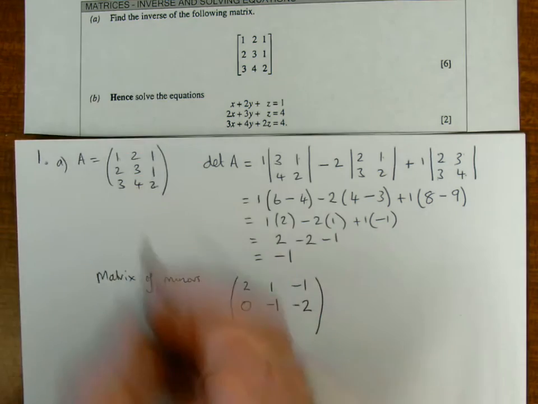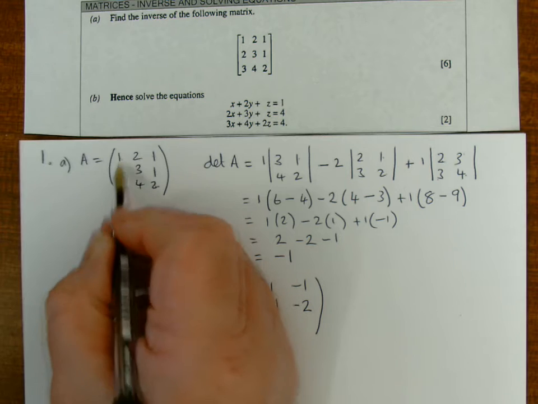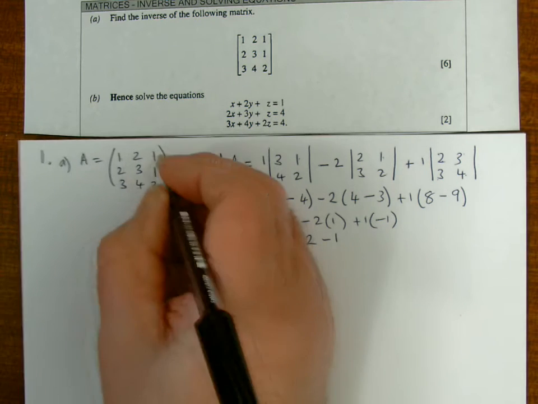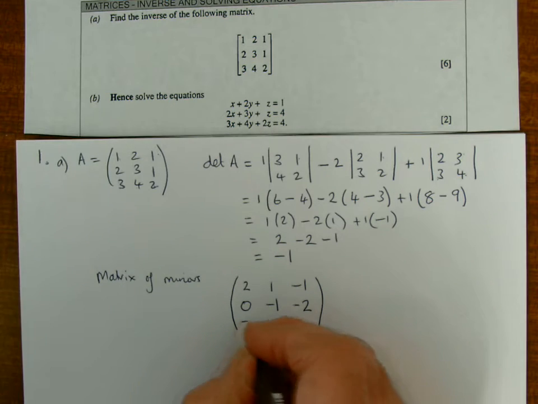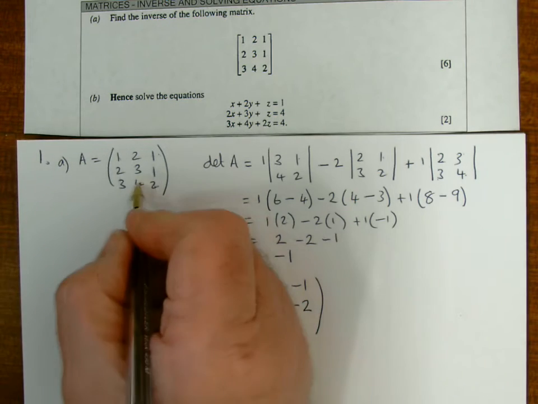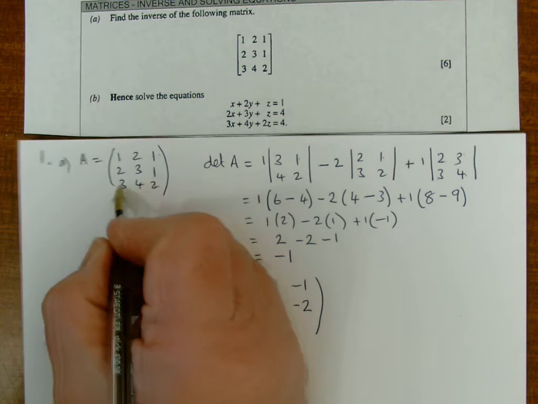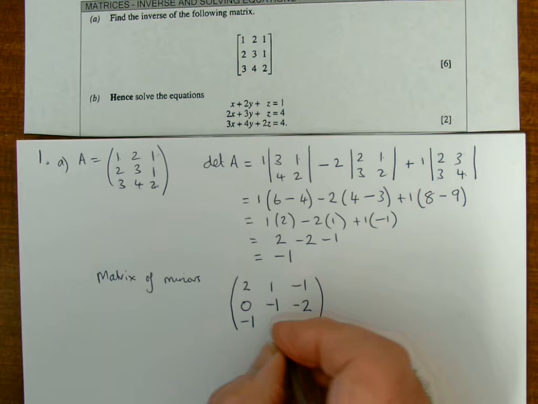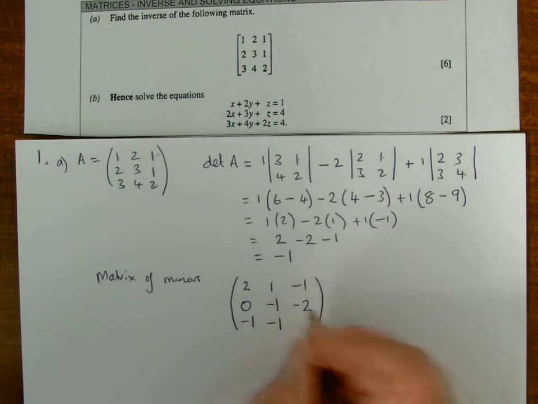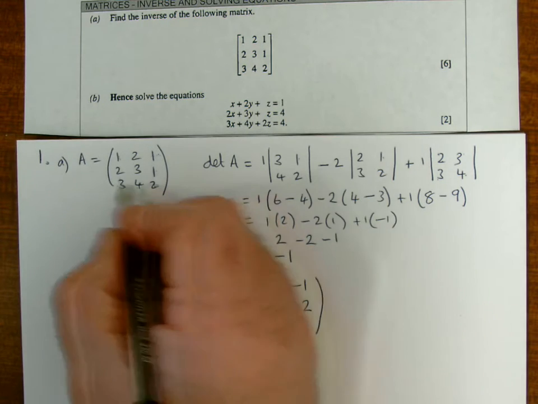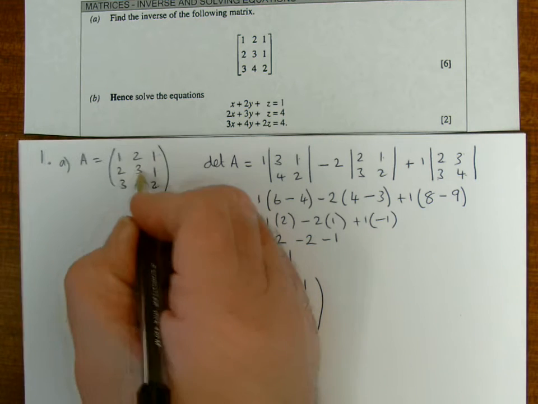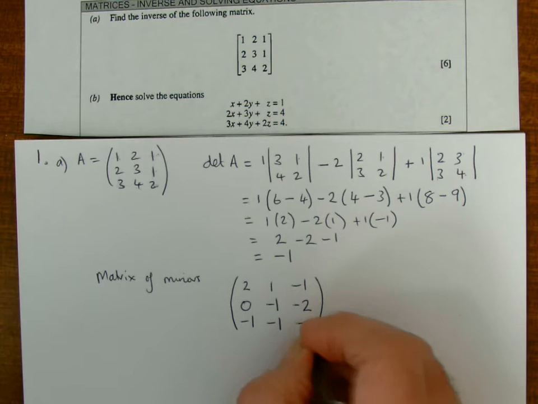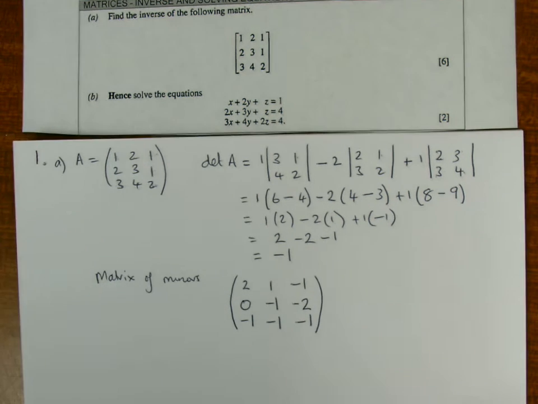Then the third row: take out the row and the column, so it's 2 times 1, take away 3 times 1, so 2 take away 3 is minus 1. Then the next entry in the bottom row: 1 times 1, take away 1 times 2, so 1 take away 2 is minus 1. And for the final entry, it's 1 times 3, take away 2 times 2, so 3 take away 4 is minus 1. So that's the matrix of minors.